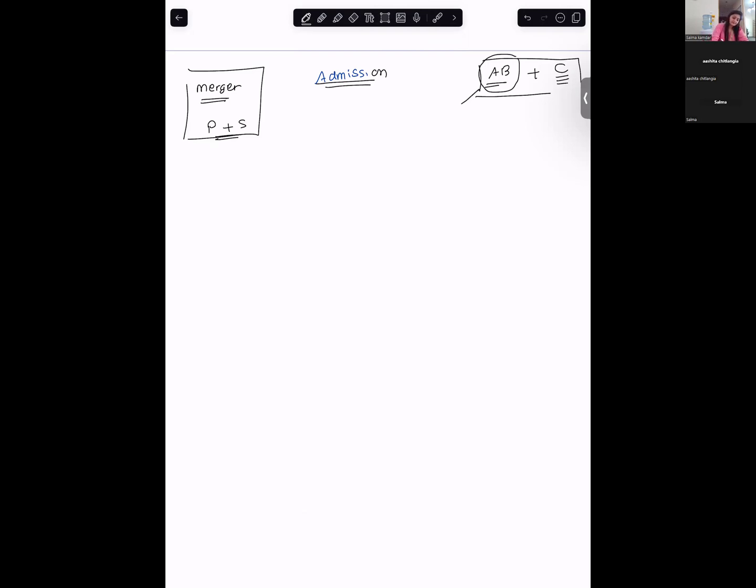A and B are partners in the partnership firm. These partners decide to bring in another partner, a sole trader. When they decide to bring in another partner, it becomes what? Admission of a partner. So when there is an admission of a partner, there is a change in the structure of the partnership.